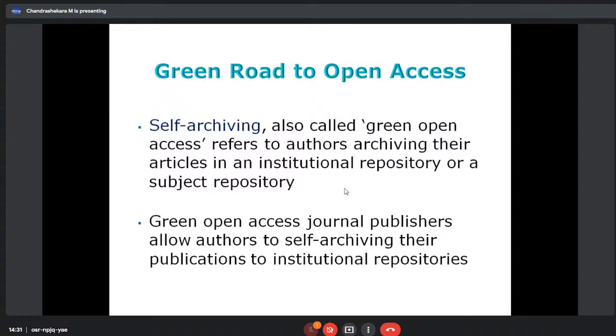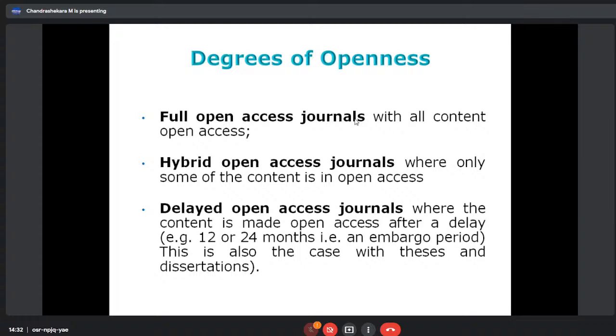There is some free open source software available for creating or developing an institutional repository, IR, particularly EPrints, DSpace, etc. Types of open access: full open access journals, with all content open access; hybrid, where only some of the content is open access, which some commercial publishers are doing; and delayed open access journals, where the content is made open access after a delay, because sometimes they take 12 or 24 months. That is an embargo period. This is also the case with theses and dissertations. This is delayed open access.